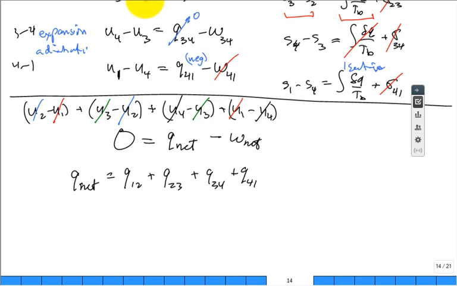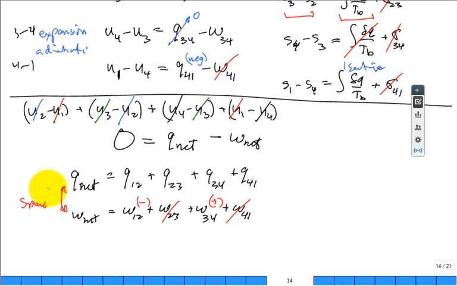And then W net, the same thing. It's work 1 to 2 plus work 2 to 3 plus work 3 to 4 plus work 4 to 1. 2 of them are 0. That's the constant volume heating and constant volume heat rejection. And then the 1 to 2 will be negative, and the 3 to 4 will be positive. But when I add these up, these need to be the same, right? They need to be the same. All right.